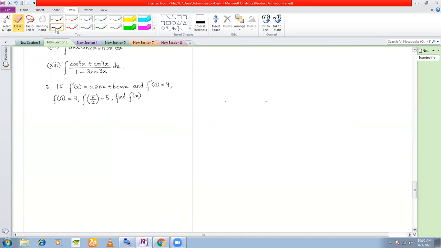Number 3. The question here is, given f dash x is equal to a sin x plus b cos x, where obviously a and b are constants.